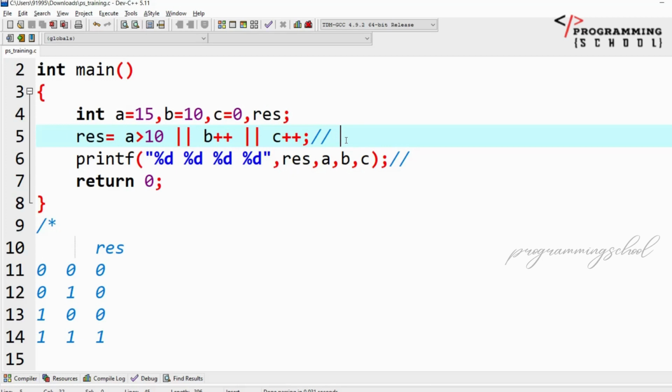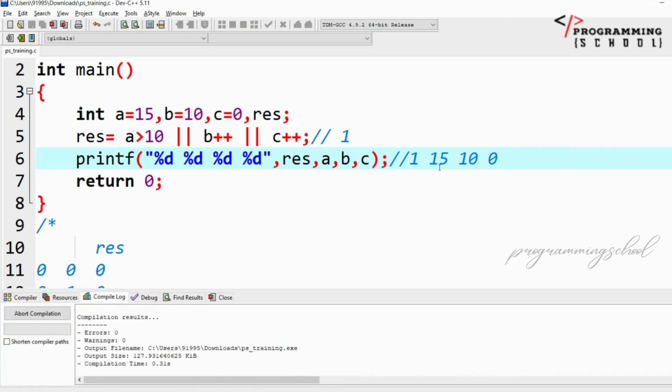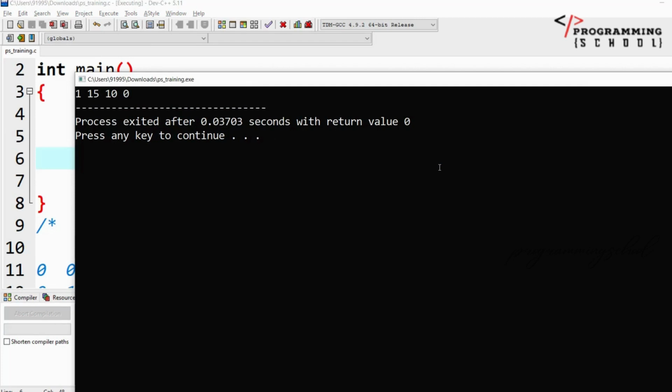What is the A value? The A value is 15. 15 is greater than 10. That is true, right? In a logical OR expression, if one statement is true, the total expression is true. There is no need to check the remaining values. That's why it stops at this position. The result is 1 and the A value is not at all changed. The B value is not changed and the C value is also not changed. The answer is 1, 15, 10 and 0. Just catch my point, everyone.